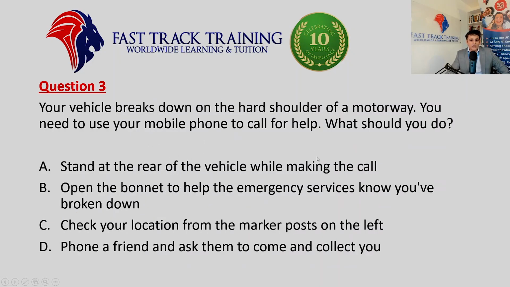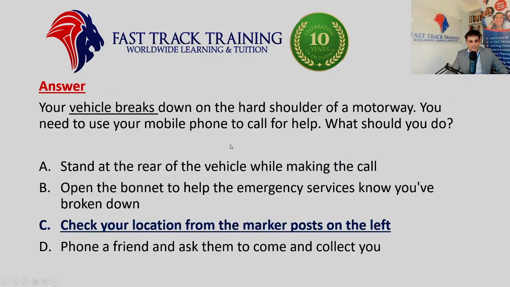Your vehicle breaks down on the hard shoulder of a motorway. You need to use your mobile phone to call for help. What should you do? Stand at the rear of the vehicle while making the call. Open the bonnet to help the emergency services know you've broken down. Check your location from the marker post on the left. Phone a friend and ask them to come and collect you. The correct answer here is check your location from the marker post on the left. So if your vehicle breaks down, check your location from the marker post and the sign and give them those numbers.